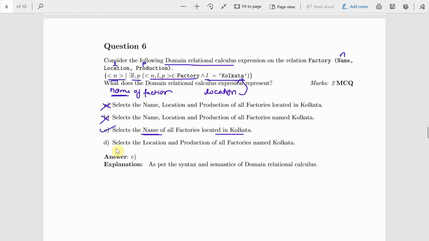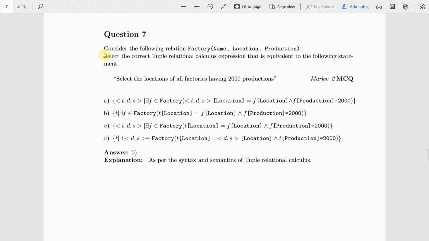And option D, look, select the location and production. But is it selecting location and production? No. Why? Because in the DRC query it is clearly given that N is in the output. What is N? N is the name of the factory. So D is incorrect. So what is the answer for question number 6? Option C.